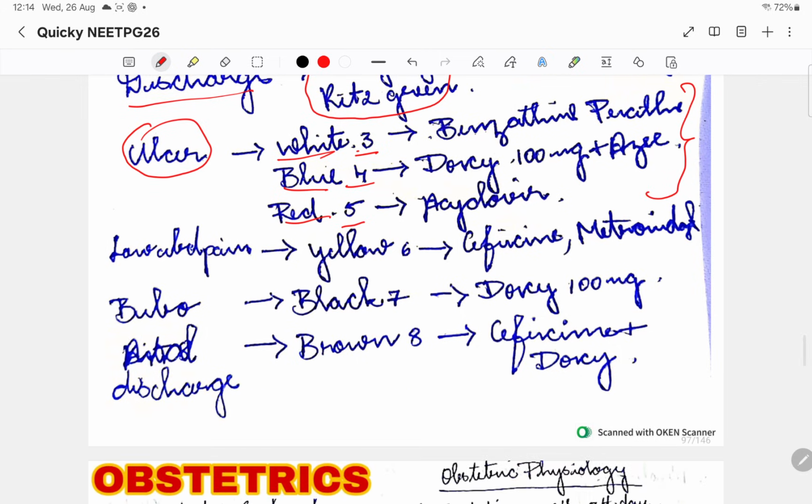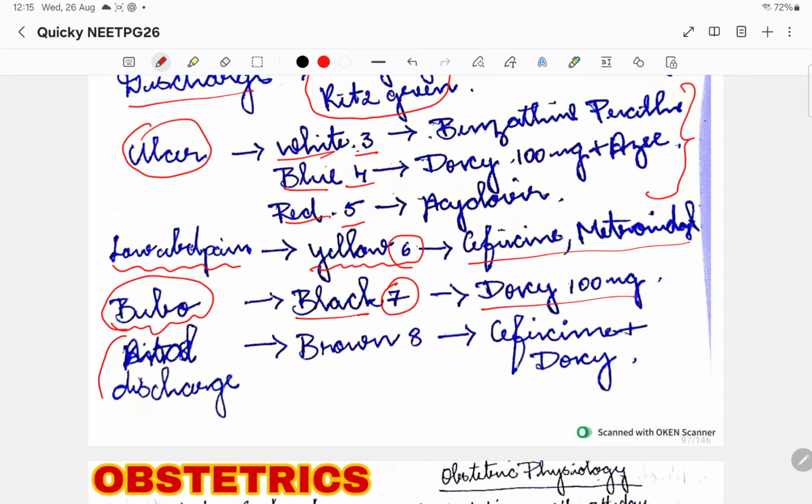Okay, then coming to lower abdominal pain, we are going to go for kit 6, that is yellow, which is having cefixime and metronidazole. Okay, then coming to bubo, I was telling, like, painful lymph node is there. It is going to be pain meaning black, right? So it is a black lymph node, so that is why kit 7, which is containing doxycycline.